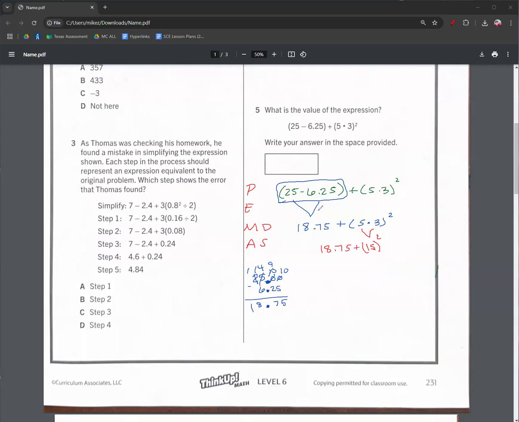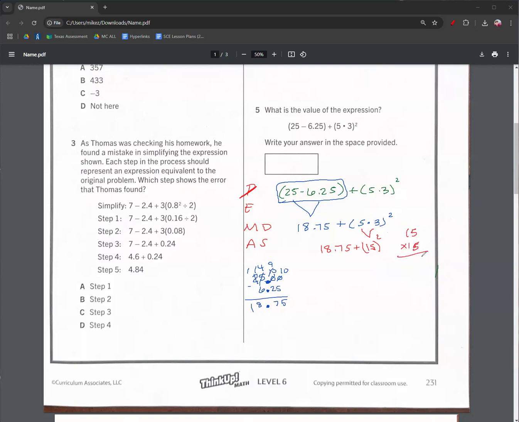Okay. So now I check it again. P for parentheses. Yes, there's parentheses, but there's no math inside of it. It's just a number holder. So that's going to be done. E for exponents. And this is where I see that exponent. Now that exponent is on the 15 and it is a square. It's a 2. That does not mean 15 times 2. That is telling me that there's two 15s. So that is actually 15 times 15.